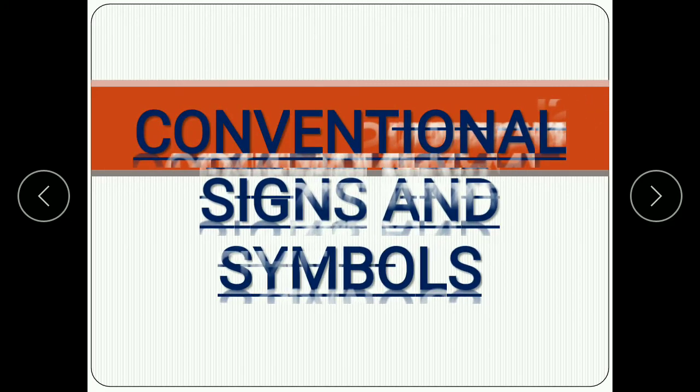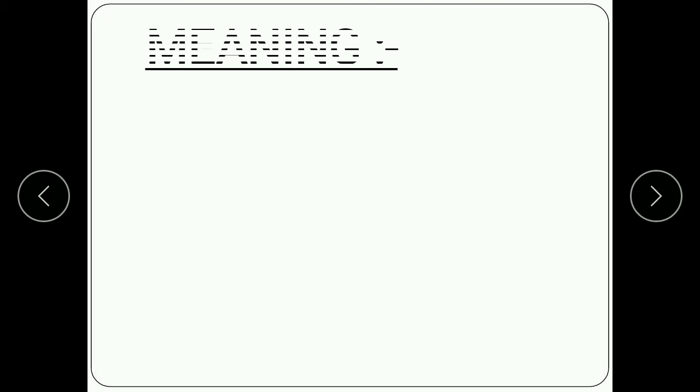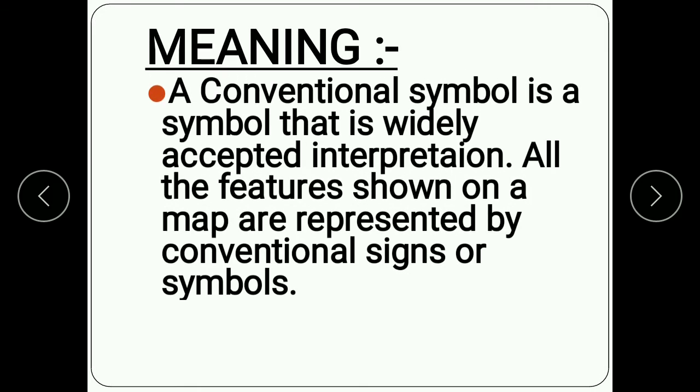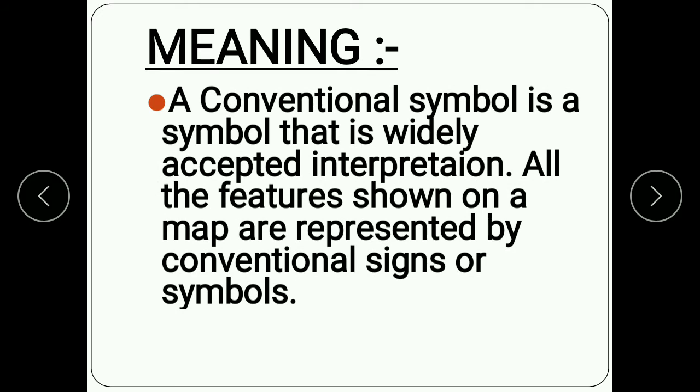Today's topic is conventional signs and symbols used in topographical maps. For the proper reading or interpretation of the topographical map, we need to learn about the conventions and symbols used on the map. What is the meaning of conventional symbol? A conventional symbol is a symbol that has a widely accepted interpretation.